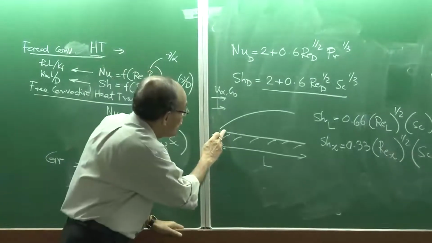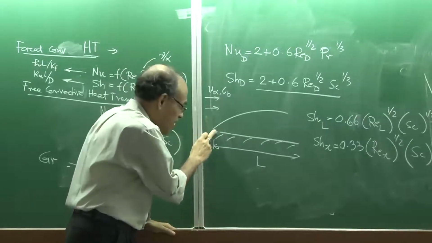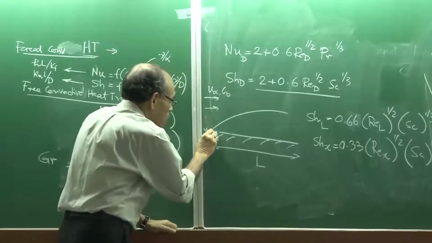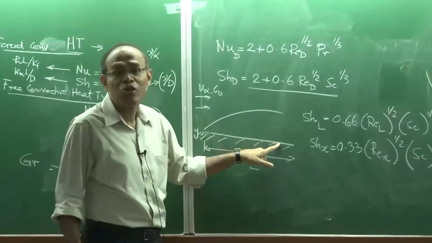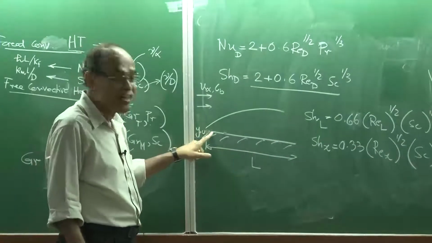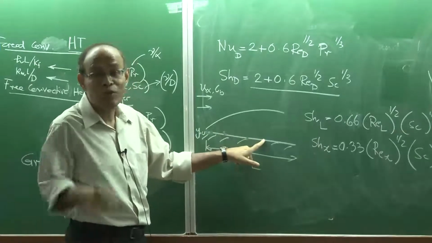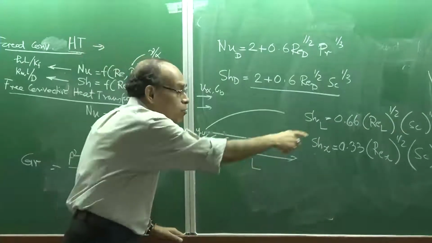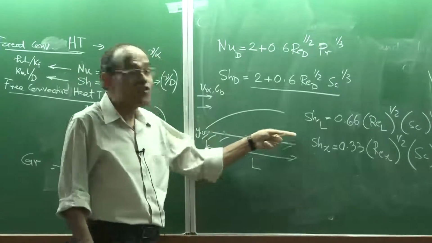If I draw the concentration from here to here, the slope at x, at y equal to 0, is going to be different here, different here, different here. So that essentially indicates that the effective concentration boundary layer evaluated at this point will not be the same as this, not the same as this. Therefore, there is a variation of effective concentration boundary layer or mass transfer coefficient across the plate length.